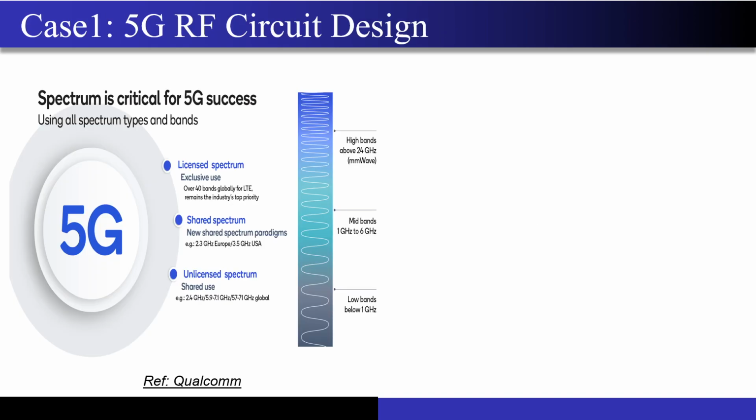The first application is if you want to design RF circuits for 5G. This picture has been taken from Qualcomm's website. I hope all of you know this company. What they have done over here is segregate the different frequency bands that have been allocated for the 5G spectrum. These are the bands which are below 1 gigahertz. Even 4G operates somewhere close to 900 megahertz, that is your LTE band. Now you have one band between 1 to 6 gigahertz, and a higher band at 24 gigahertz.